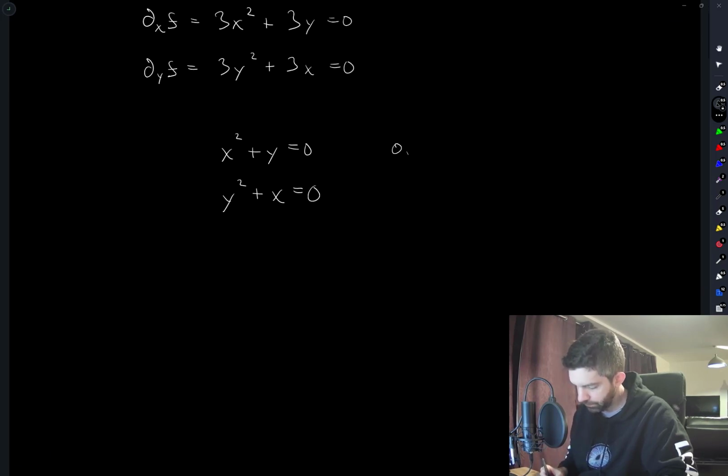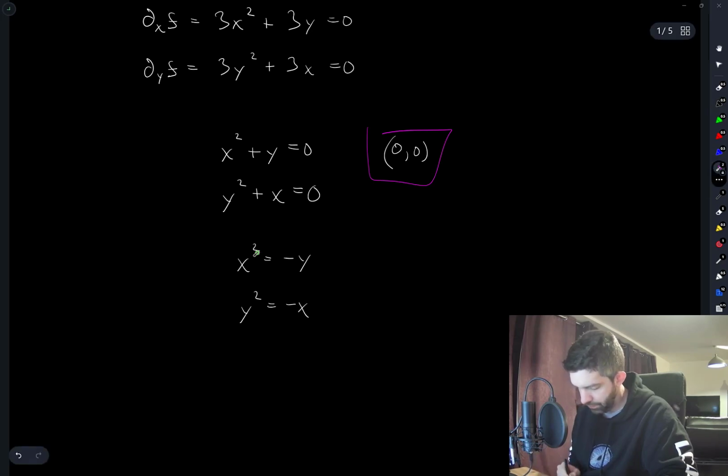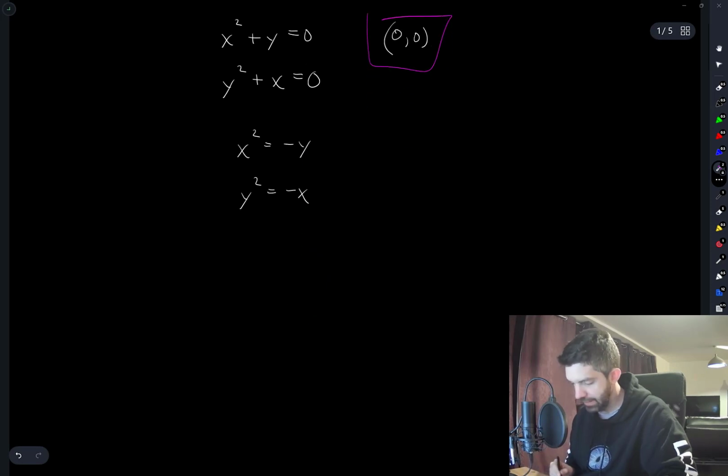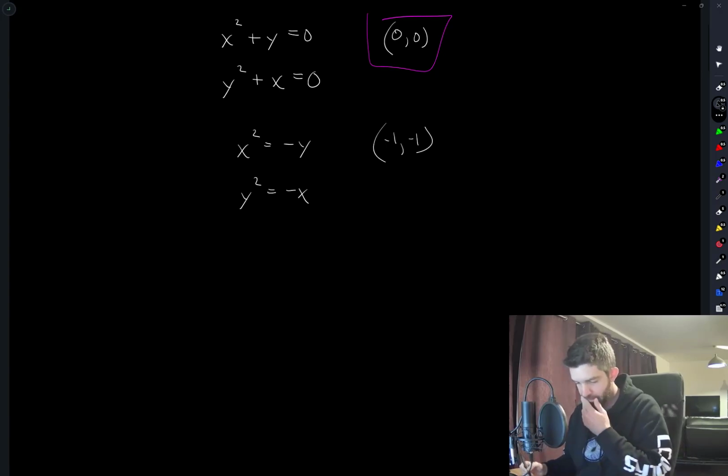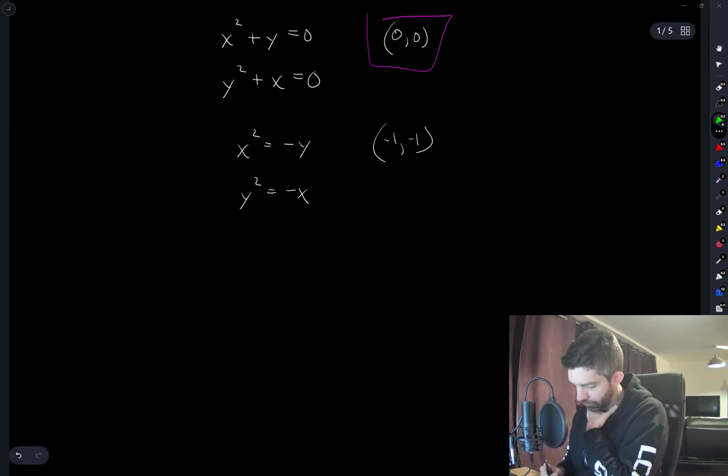Okay, so 0, 0 is one of the solutions here. x and y are both real. So of course, if I write this as x squared is equal to negative y, and y squared is equal to negative x, for these to have solutions, both x and y have to be negative. And then it's pretty clear also that another solution to this will be x and y are both equal to negative 1. Okay, so there's the other critical point.